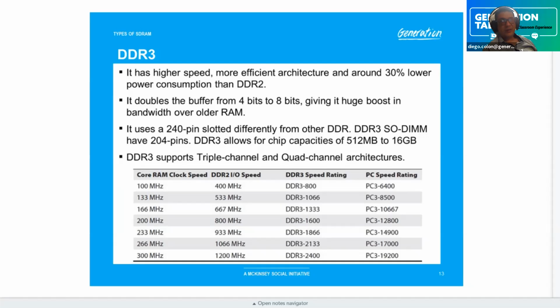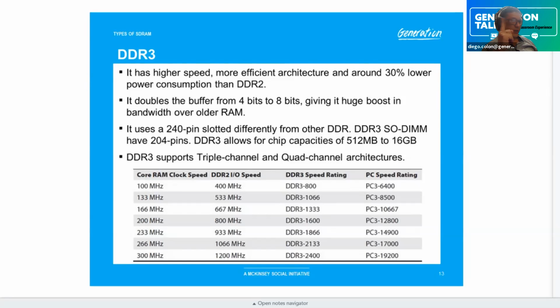So now we went into the DDR3. It's obviously higher speed and more efficient. Again, it lowers the power consumption, which is a good thing because your PSU, or power supply unit, is not getting pounded with the amount of watts. It doubles the buffer from 4 to 8, so instead of just 4, it's 8 in one beat. Remember that up and down, just like in music.